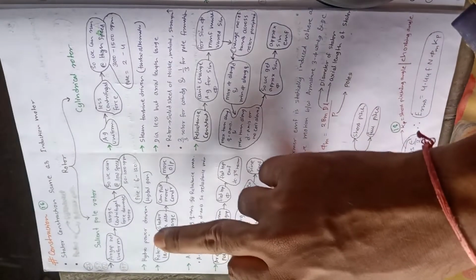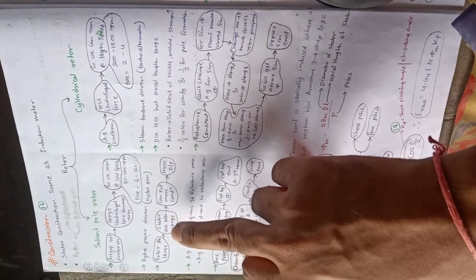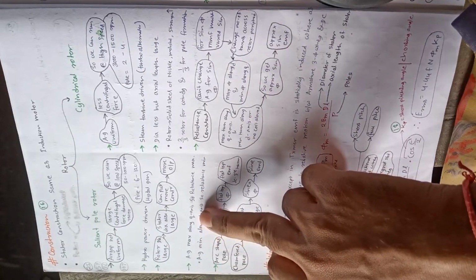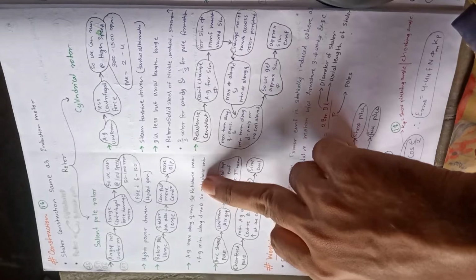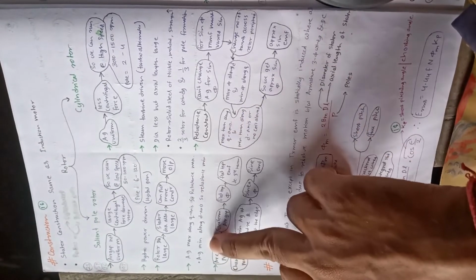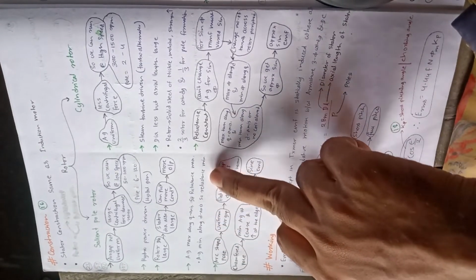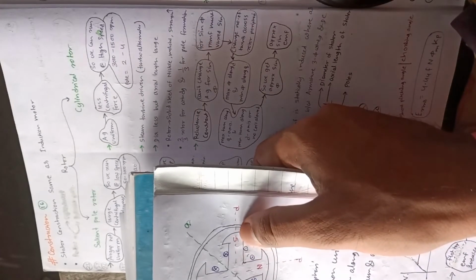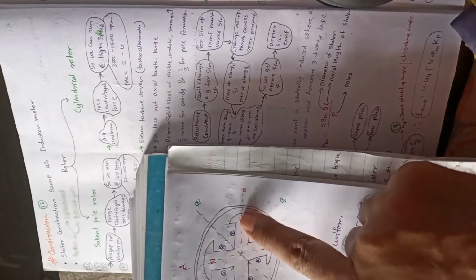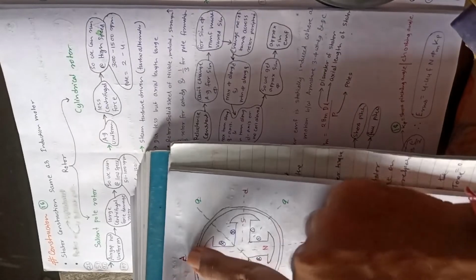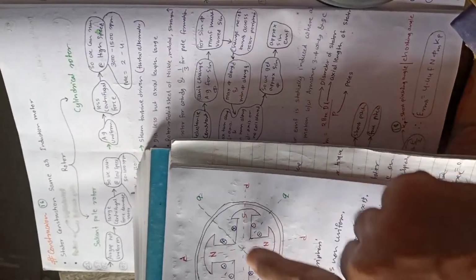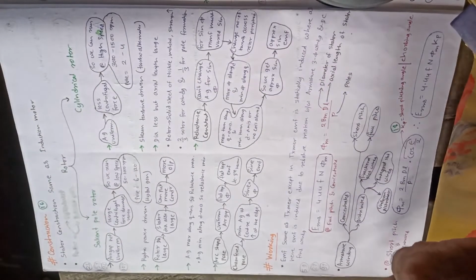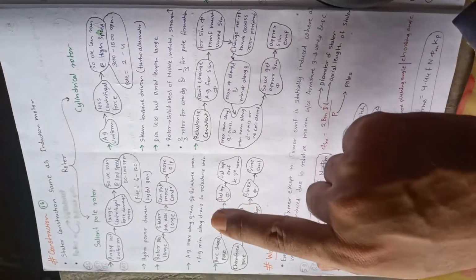When we talk about salient pole rotor, the air gap is maximum along the q axis, so reluctance is maximum. Air gap is minimum along the d axis, so reluctance is minimum. Here you can see the d axis, and this one is the q axis, where the air gap is maximum. In this way we have to differentiate.